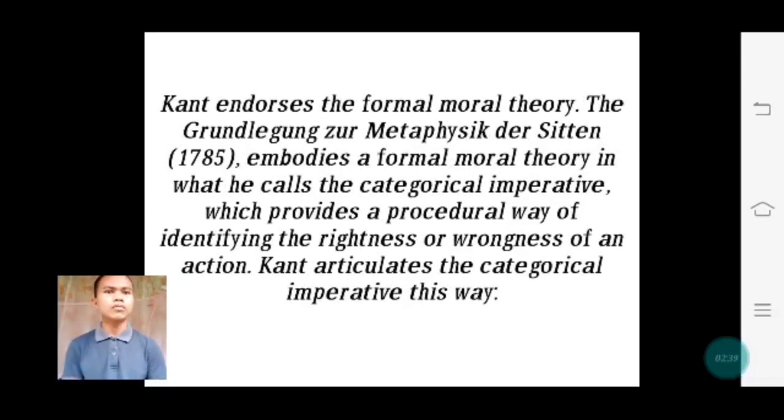Kant endorses the formal moral theory. The Grundlegung zur Metaphysik der Sitten, 1785, embodies a formal moral theory and what he calls the categorical imperative, which provides a procedural way of identifying the rightness or wrongness of an action. So, si Kant nag-endorse ng formal moral theory. Nag-provide siya ng procedural way of identifying kung ang isang action ba ay morally right o morally wrong. May binigay siya ng procedure.